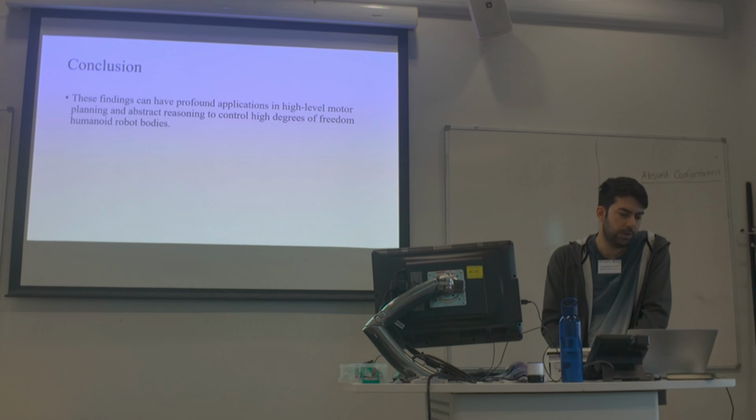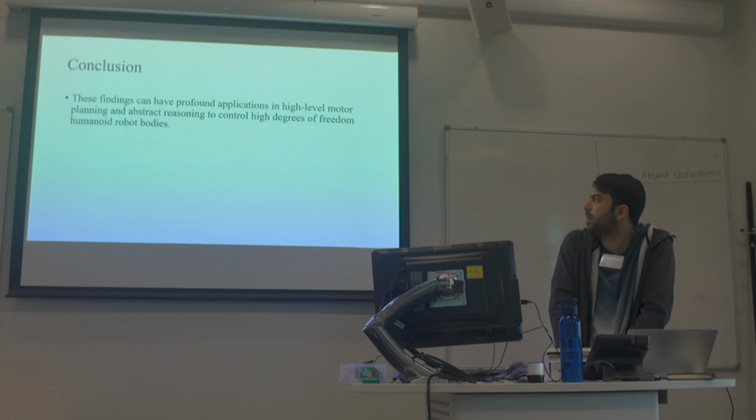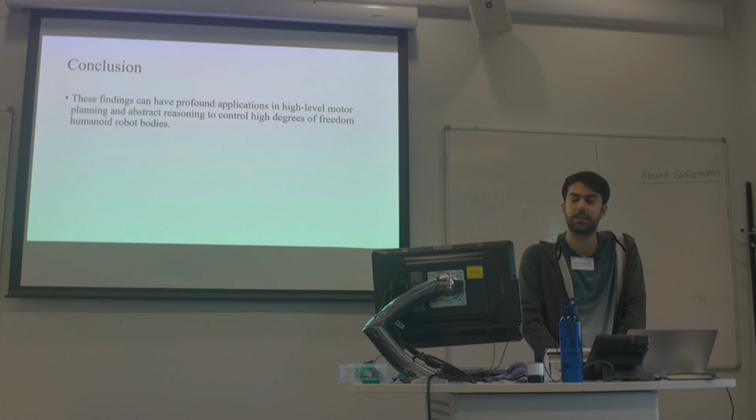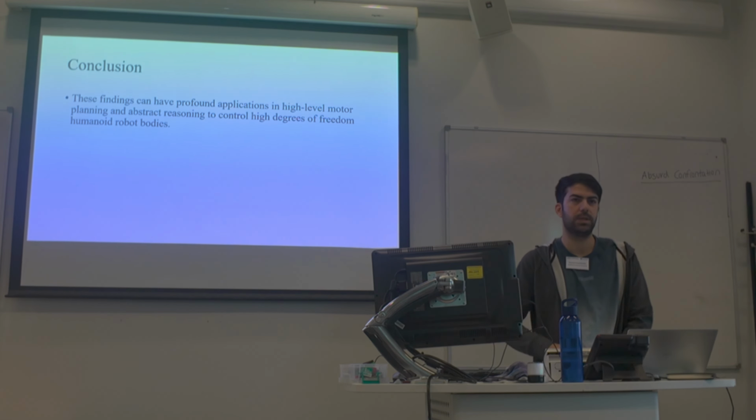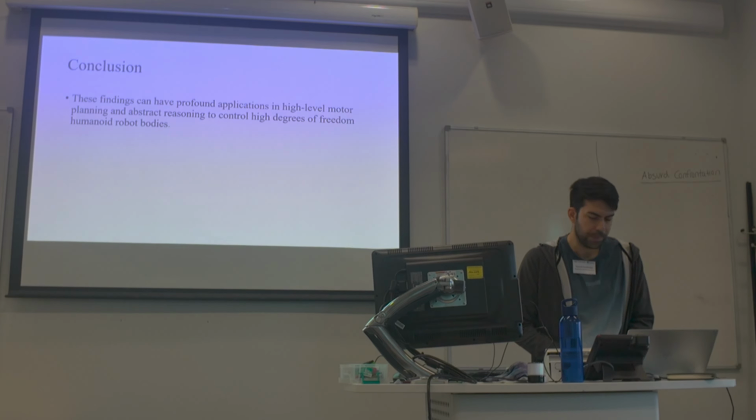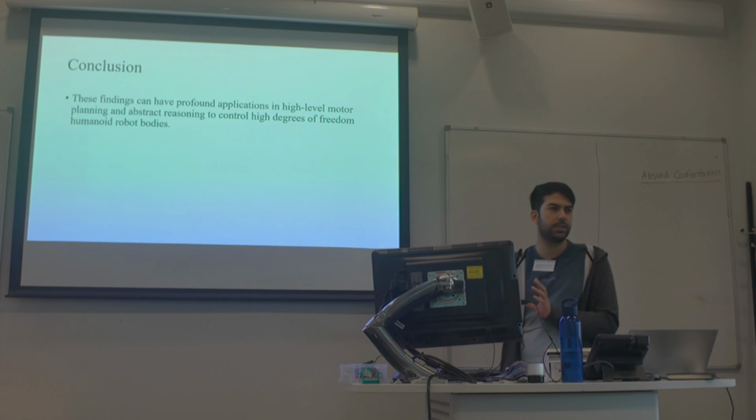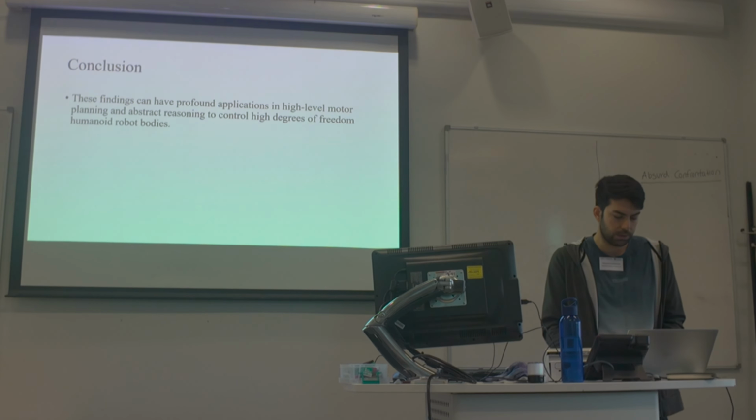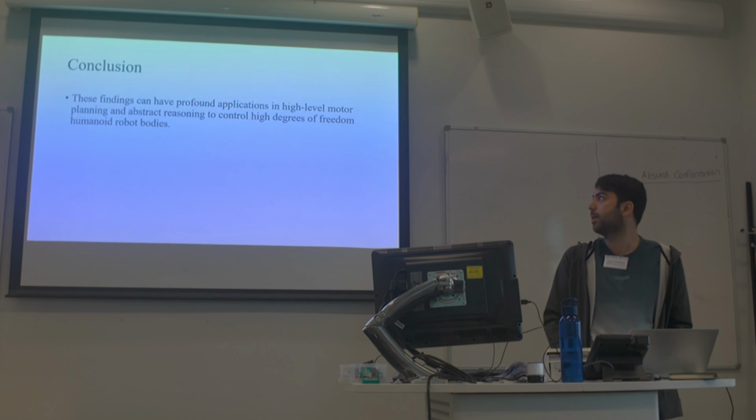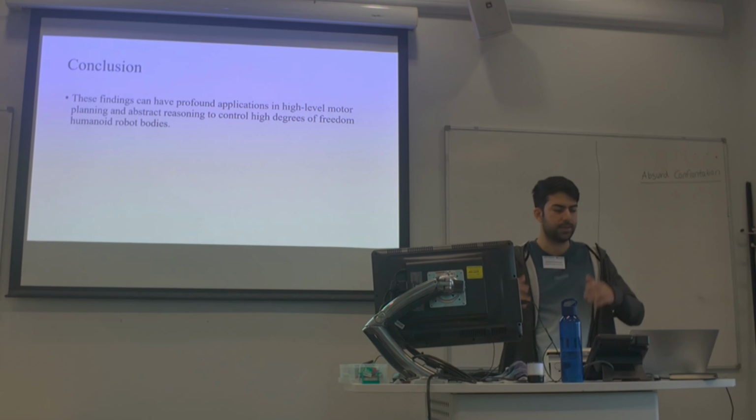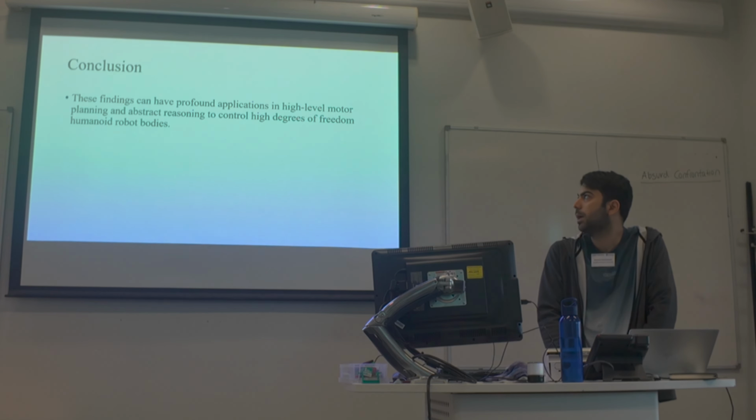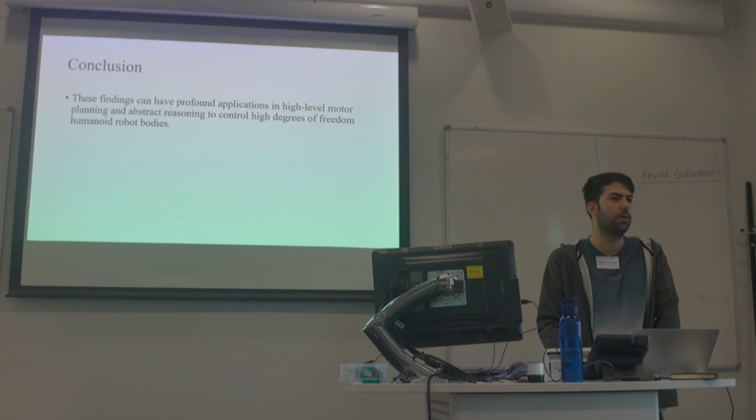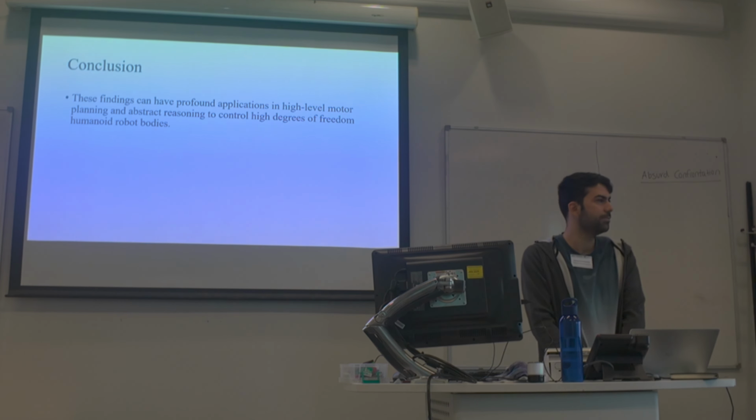And so in very short, these findings can have profound applications in high-level motor planning and abstract reasoning to control humanoid robots, because we have a lot of degrees of freedom. And if you want to plan the motor actions at the pixel level or joint level, you're not going to be able to do it in a real-time manner. But if you can plan in these abstract representations, it would provide a way faster way for decision making and motor action planning. Thank you very much.